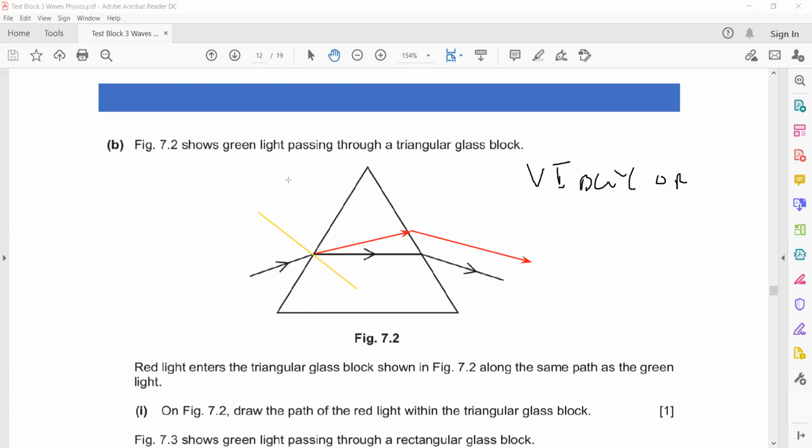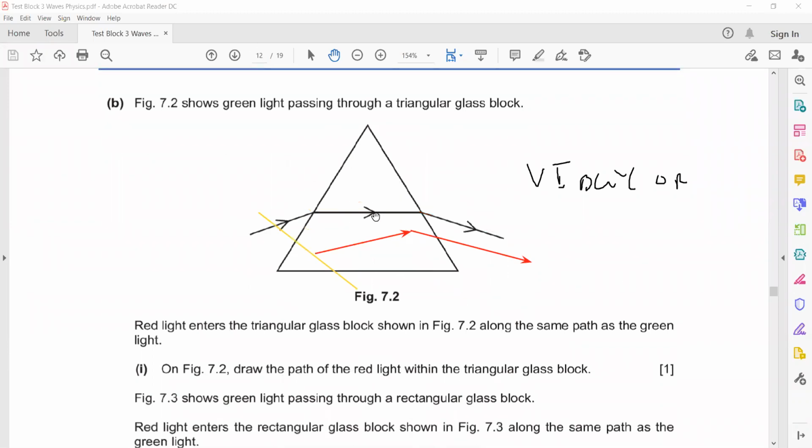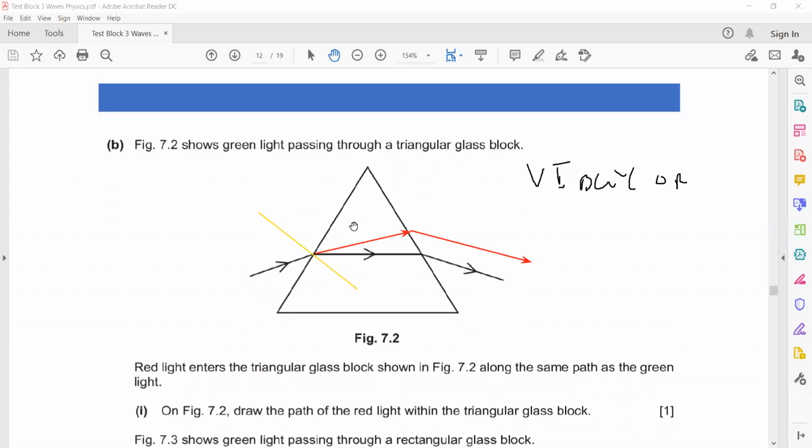You don't have to draw the normal. The normal is not marked, so you just have to show the path. Within the block, on the figure, draw the path of the red light within the triangle. So only within the triangle you have to draw. The outside is not needed, that's why it is one mark, only this part carries a mark.